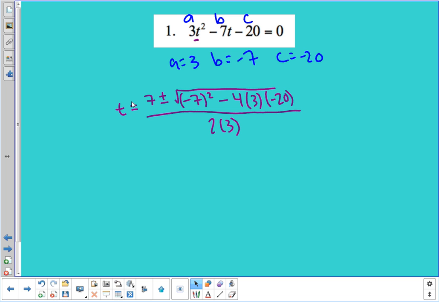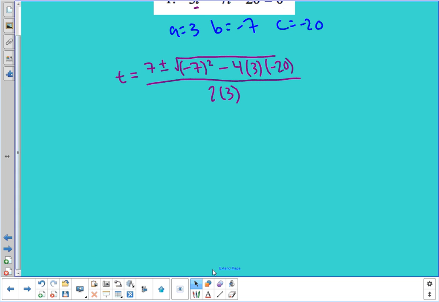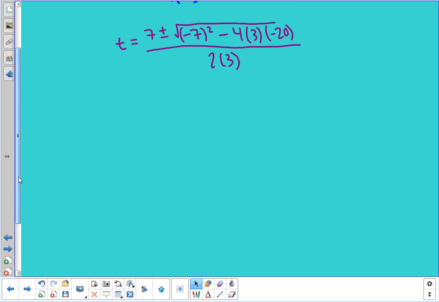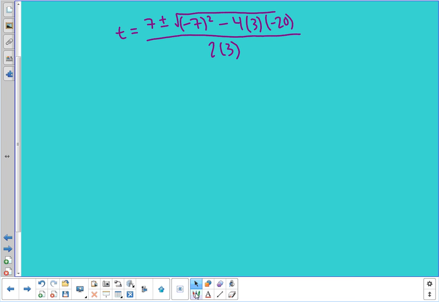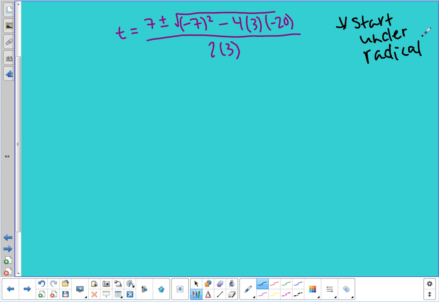So this is me plugging it into the formula. Now there's a lot of things in here. There's a lot of steps to simplifying this expression, this side of the equal sign, but I just need to take it one piece at a time. So you're going to see me go through all of the pieces of simplifying this. I have to start under the radical. If you need to write that down to remind yourself, do it. Start under radical. And then even underneath the radical, I have a power and I have multiplication and I have subtraction. There's just 3 things to do underneath the radical alone. So that's what I'm going to start with.